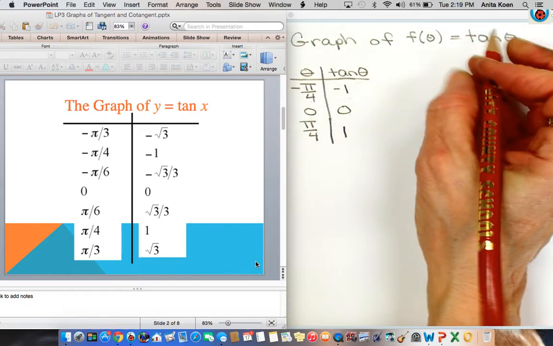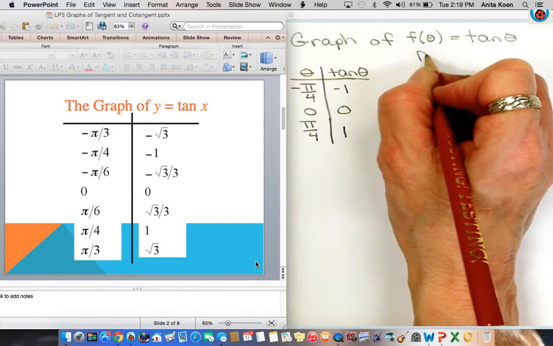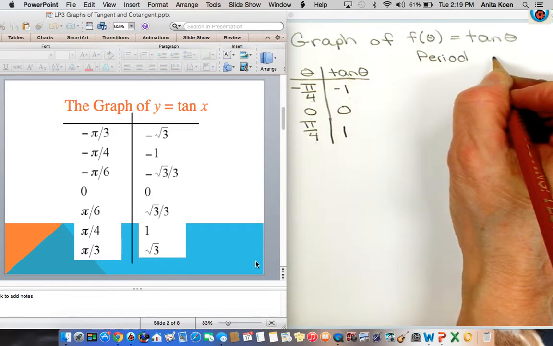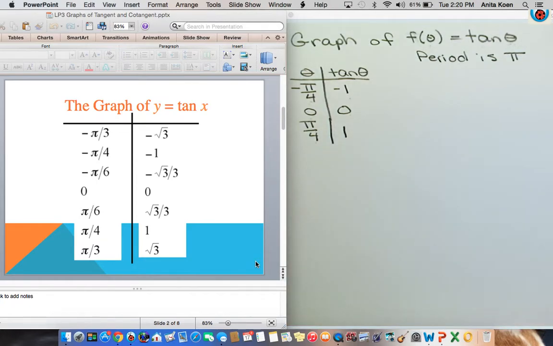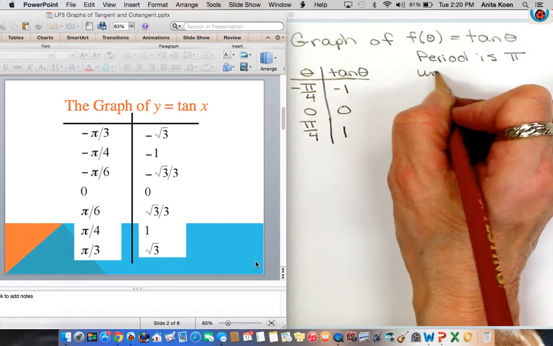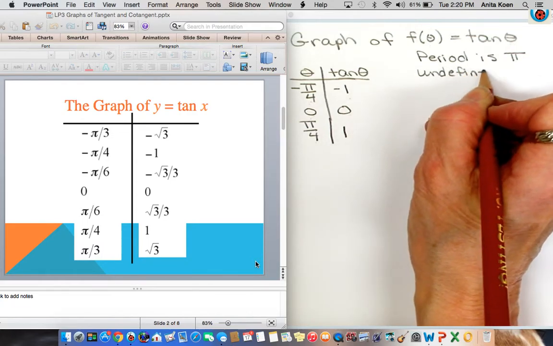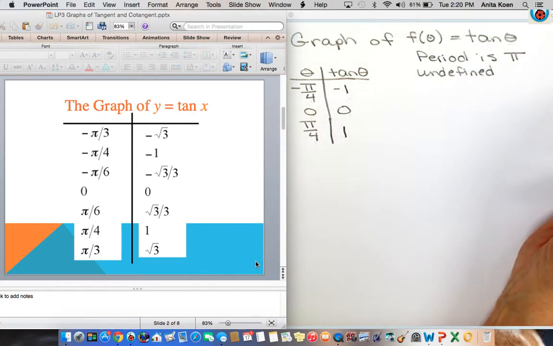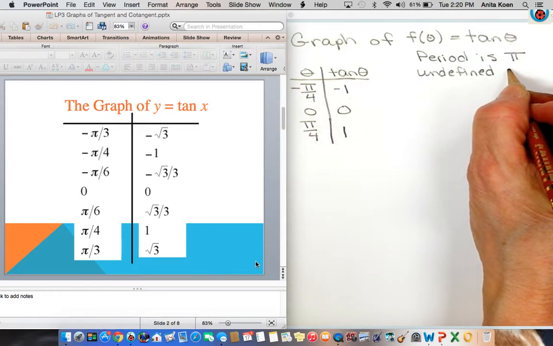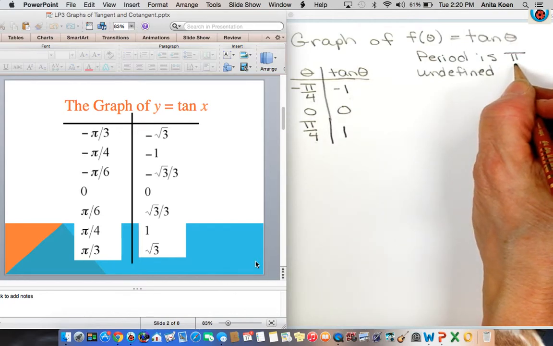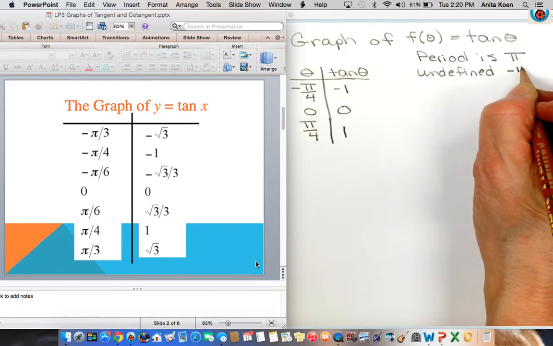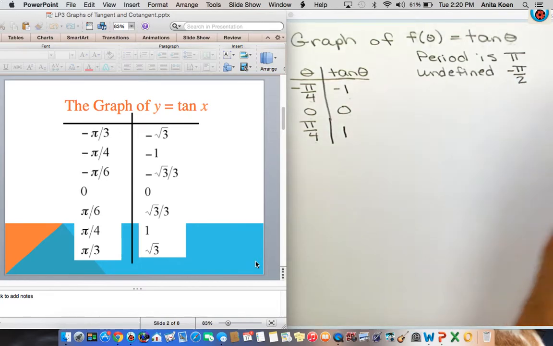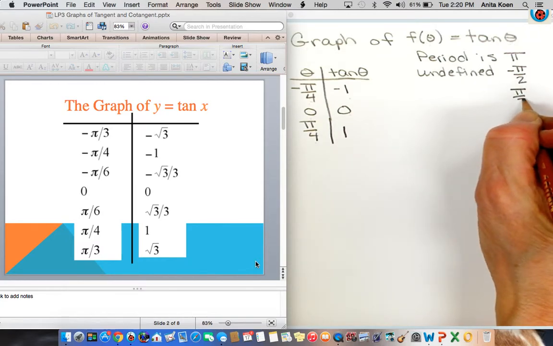The next thing that I need you to be sure that you understand is that the period of the tangent function is pi. This is different from sine and cosine. The period is pi. I also want you to be sure that you understand that the tangent is undefined at all of the odd multiples of pi over 2. For our graph, the one period that we're going to graph on the test, our undefined places on this graph are going to be at negative pi over 2 and pi over 2.